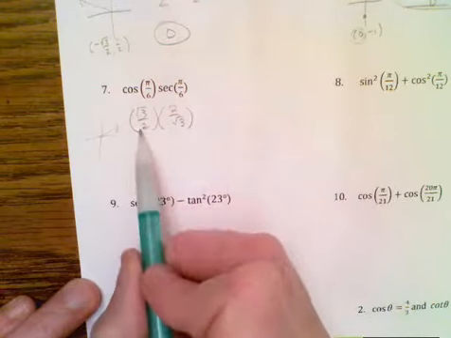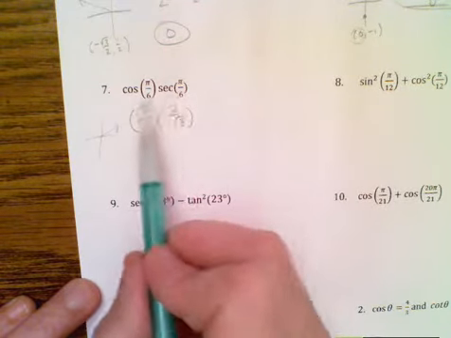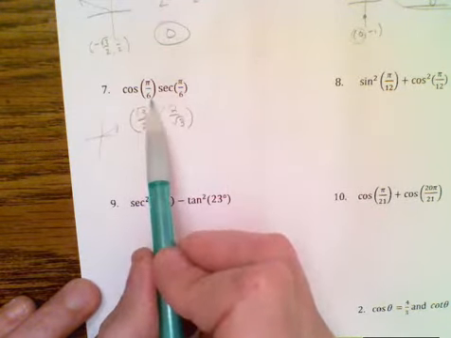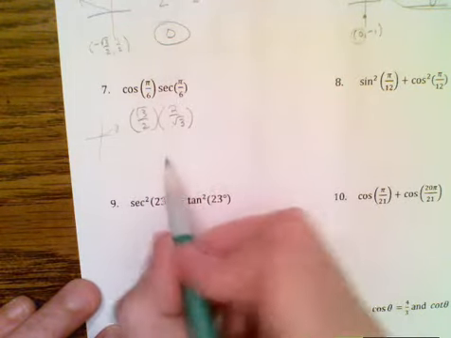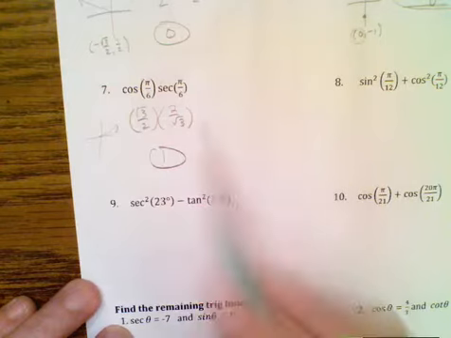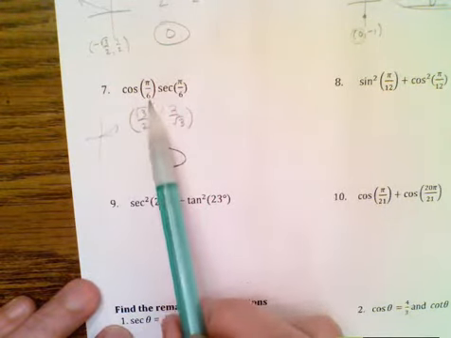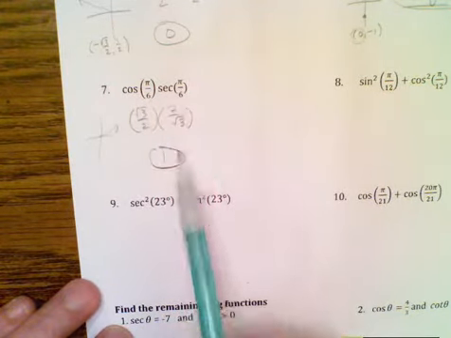And I know if I take anything, so even if this was an angle you didn't know, if you're going to take the cosine of that angle times the secant of that angle, no matter what it is, because they're reciprocals of each other, you will always get 1. So that could have been the cosine of pi over 10 times the secant of pi over 10. I still would get 1.